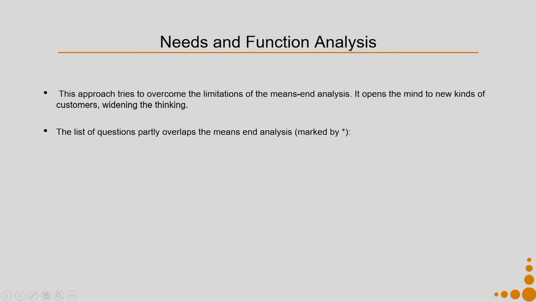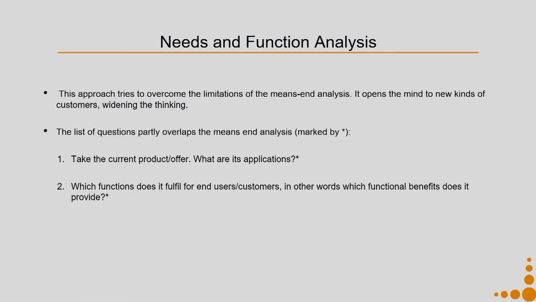The ones which are same are marked by asterisk. So take the current product or offer and see what are its applications. So this is similar to your previous one. Which functions does it fulfill for end users or customers? In other words, which functional benefits does it provide? Again, same. Who are the end users and who are the other users?